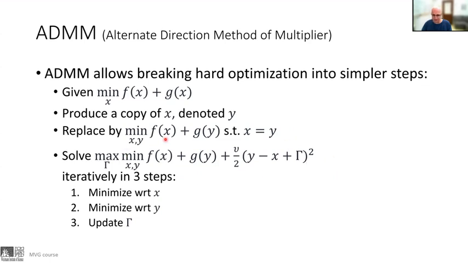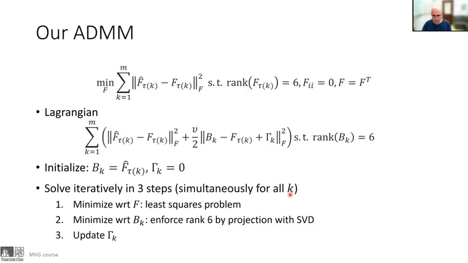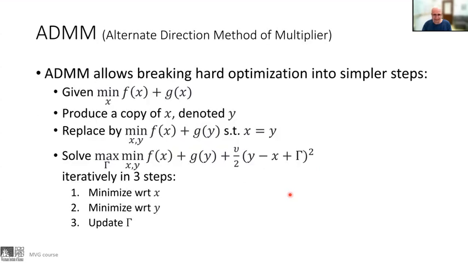Okay, and it turns out that this can be solved in 3 steps. First, I minimize with respect to x. Then I minimize with respect to y. So in the first step, I don't look at g of y. In the second step, I don't look at f of x. And finally, I make an update of gamma, and the update is just an update. You don't need to minimize anything. Okay, so that's the basic form of ADMM.